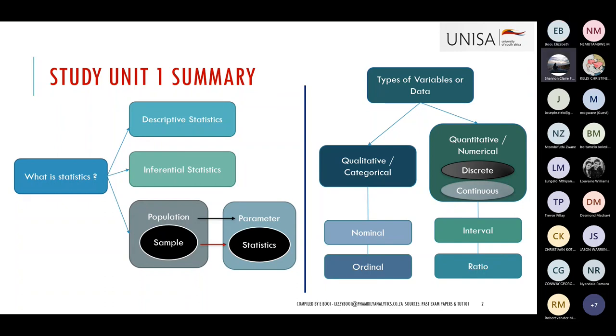What is interval data? Interval will have a starting point and an end point. Okay, yes. And a ratio? A ratio is one that has a zero point. Like if it's zero, it doesn't exist. So like height, you can't be zero centimeters tall.